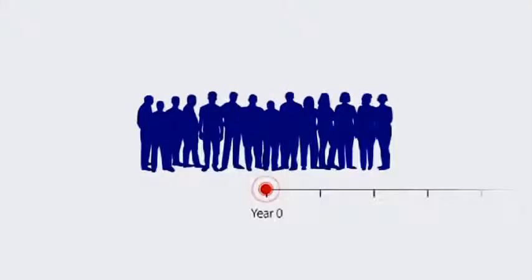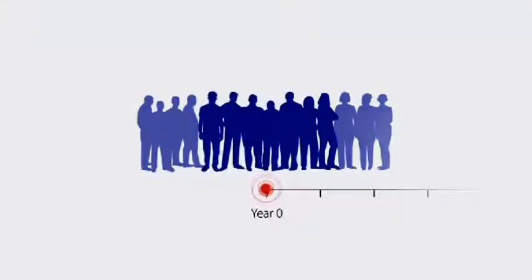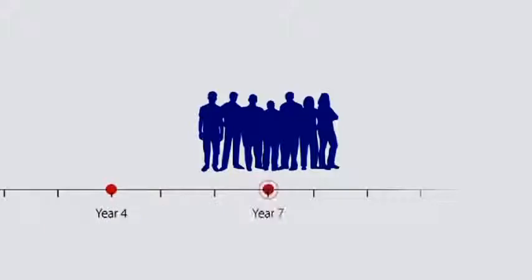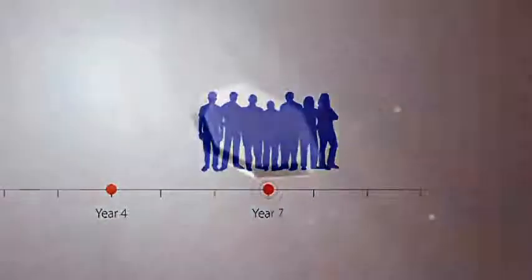It's important to note that nearly half of all first-time stone formers will have another stone episode within the next 4 years. Recurrent stone formers are at even greater risk and may form a new stone every 2 or 3 years. But what actually causes crystals to form?